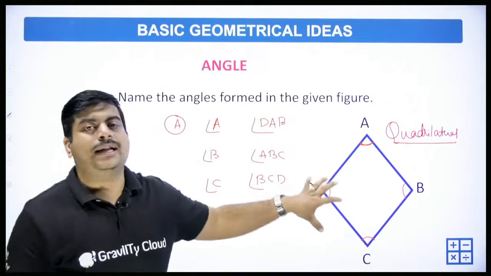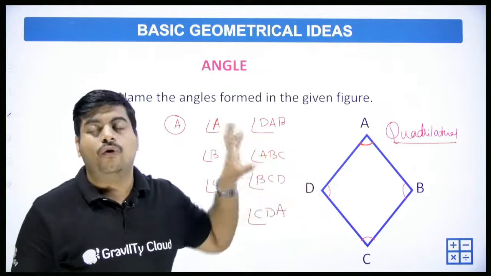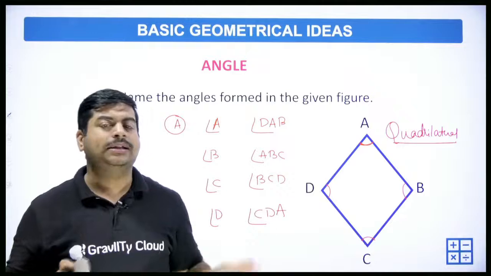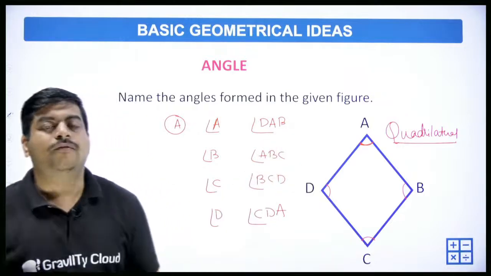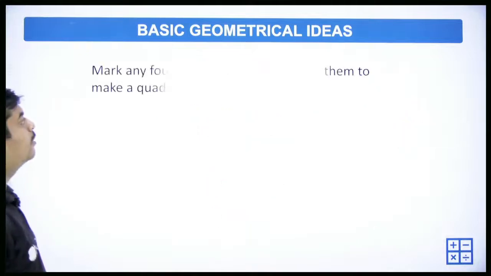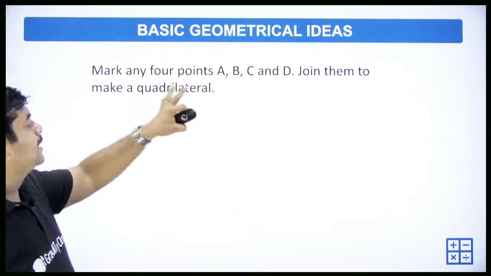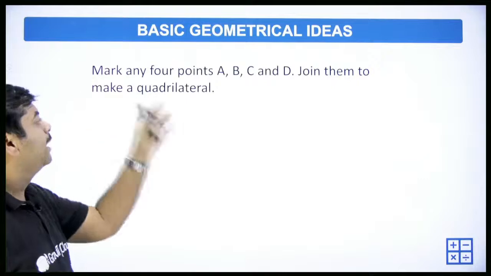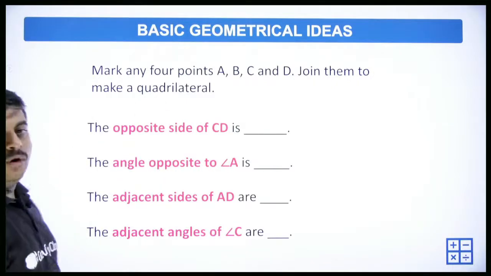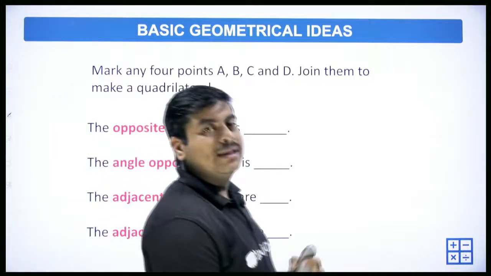So this is a quadrilateral, and in a quadrilateral we have a total of 4 angles. They may be equal, they may not be equal. That is not our point. But these are the 4 angles that can be formed inside the quadrilateral. Make any 4 points A, B, C and D, join them to make a quadrilateral. Let's first make a quadrilateral, and then try to answer all this.